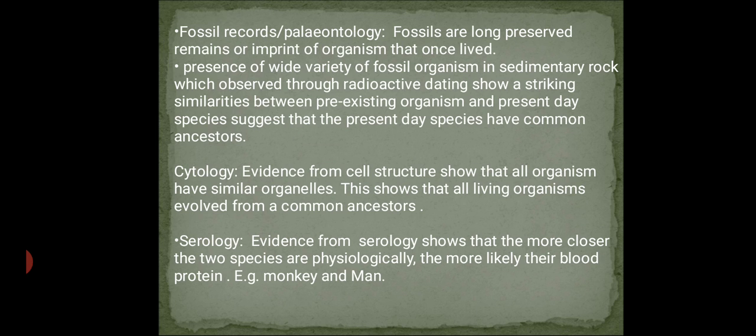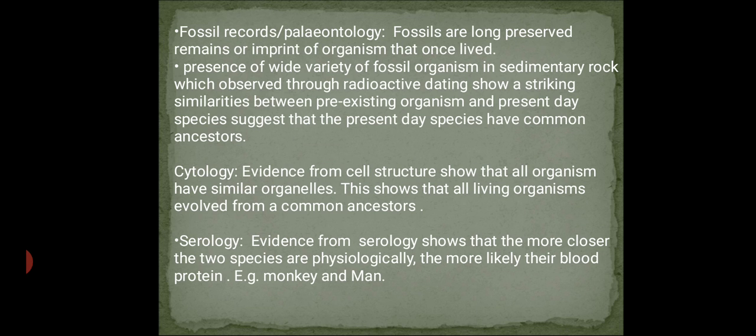Another evidence of organic evolution is the fossil record, or paleontology. What is the meaning of fossil? Fossils are long preserved remains or imprints of organisms that once lived. It is a known fact that all vertebrates, whether fish, snail, man, etc., when they die, the soft tissue decomposes while the hard part remains. For example, the soft tissue of a snail will decompose and it remains only the what? The calcareous shell.